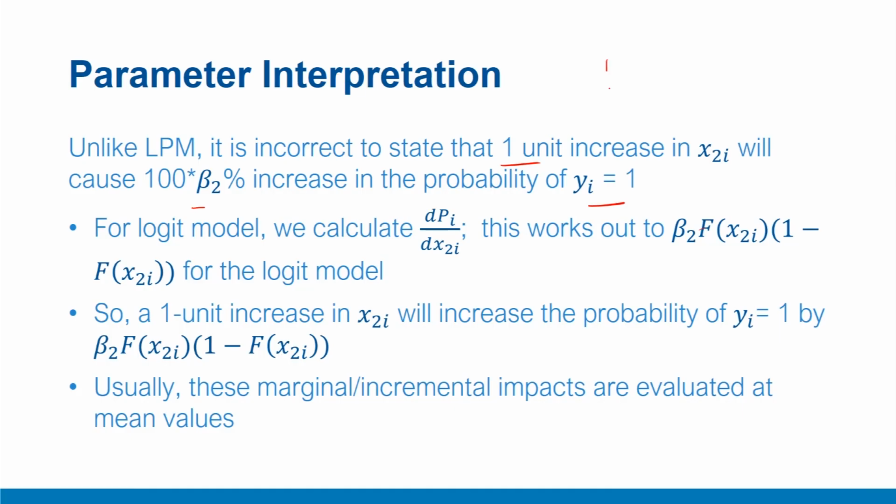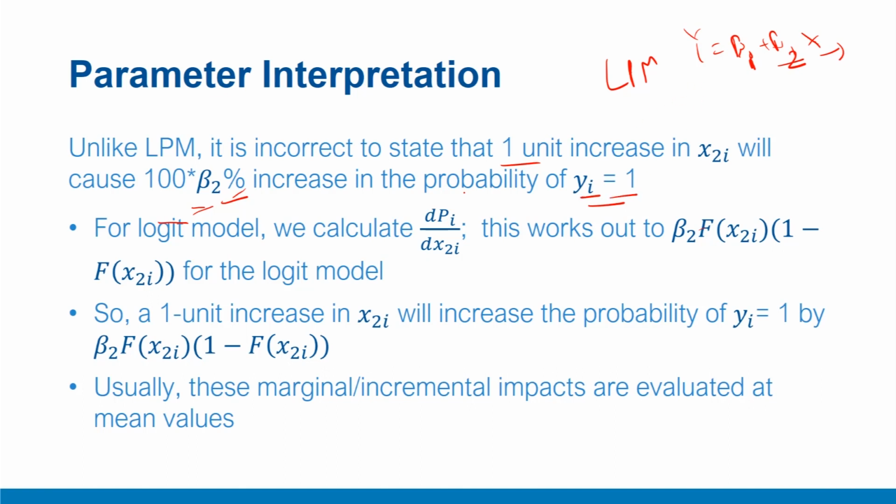LPM model. Remember, in linear probability models, LPM models, we simply said that beta 2, the coefficient of that model, yi equal to beta naught plus beta 1 x. In case of linear probability modeling, we said that 1 unit increase in xi will result in beta 1 into 100 percentage increase. Rather, I should write it as beta 2 and this as beta 1. So 100 into beta 2 times percentage increase in probability of yi equal to 1.